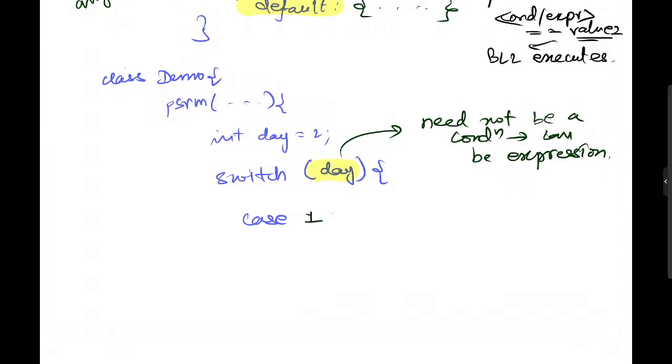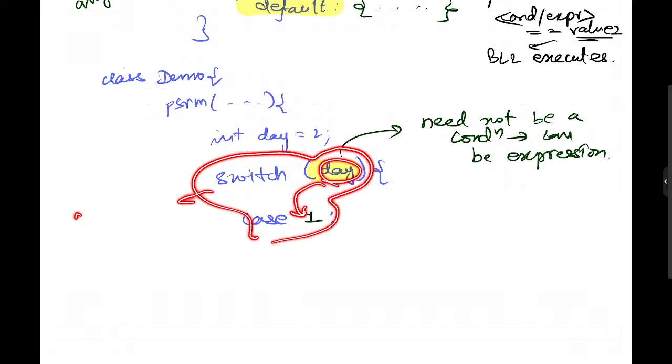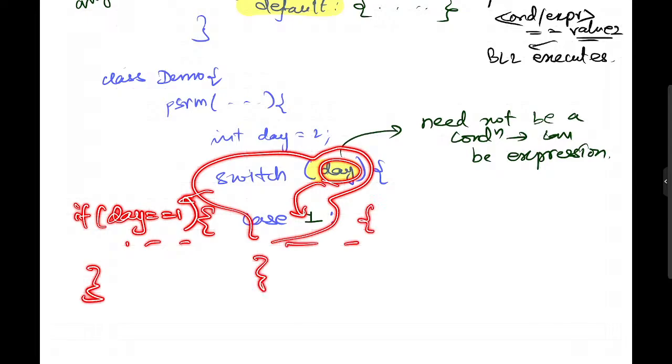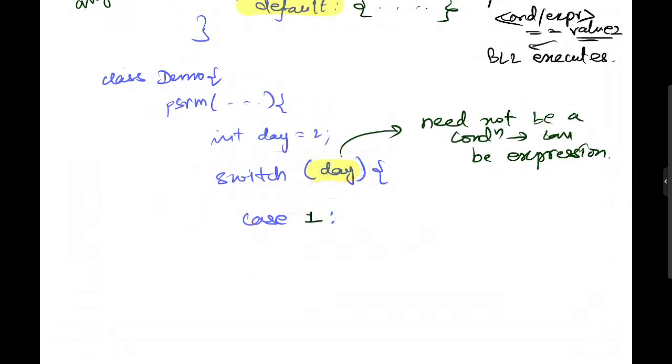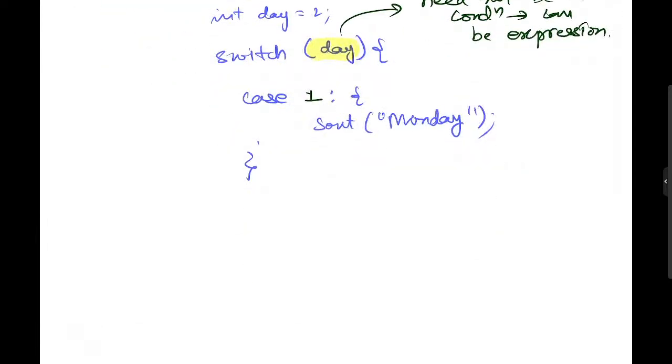If case is 1, that means when day equal to 1. These two combined mean that if day equal to 1, then execute this block. I am going to write System.out Monday, and close it. But I'll tell you what the problem is here.